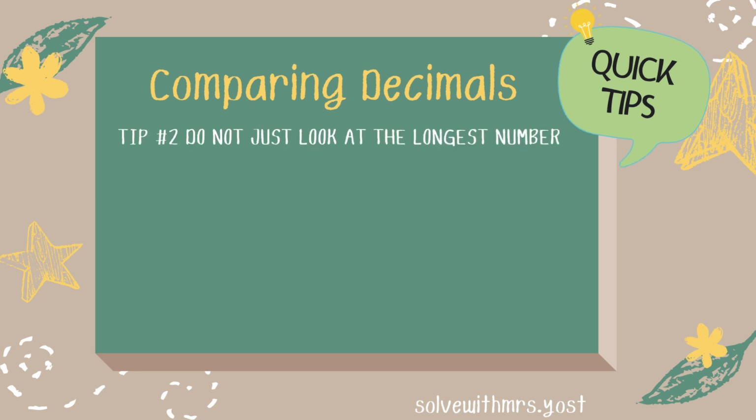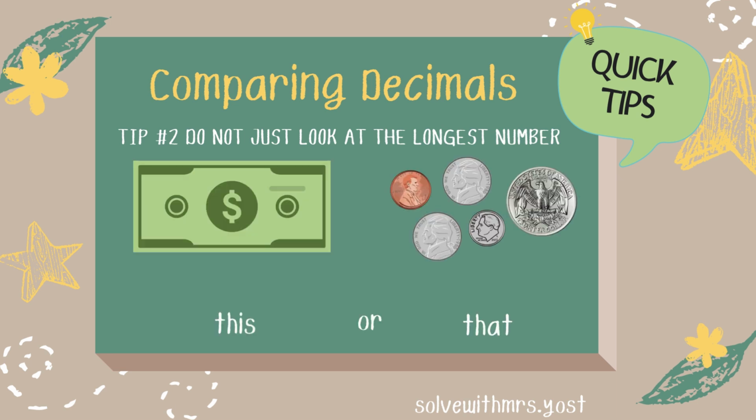Also, do not just look at the longest number. Would you rather have this or that? You'd rather have $1. $1 is bigger than 46 cents, even though 46 cents has more numbers. You have to look at the position of the number and what the number is worth.